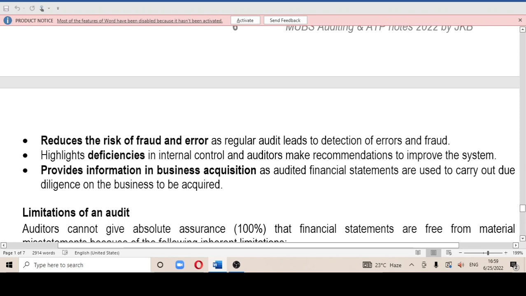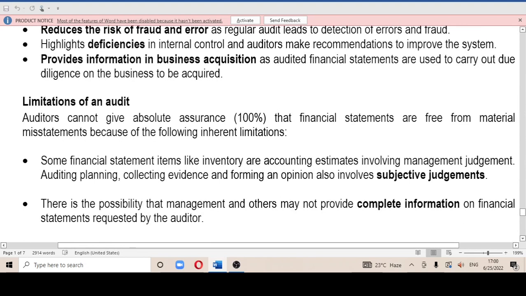Then it provides information in business acquisition, as audited financial statements are used to carry out due diligence of the business to be acquired. Then looking at the limitations, they're saying auditors cannot give absolute assurance, that is 100%, maybe it can be around 90% or 95%. They cannot give absolute assurance that financial statements are free from material misstatements because of the following limitations.